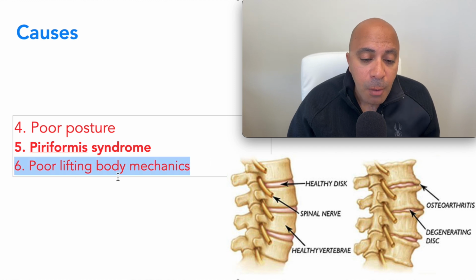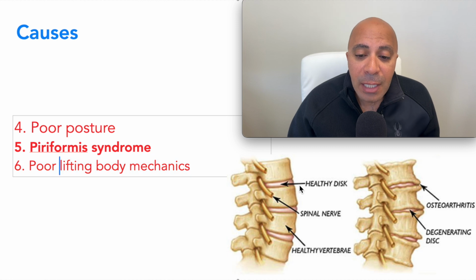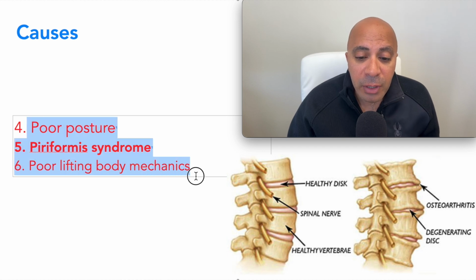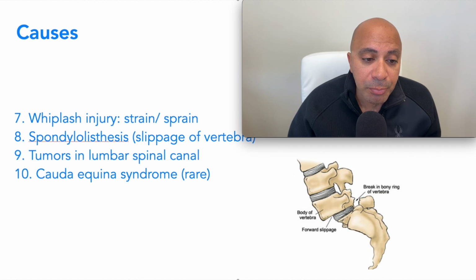Number 6, poor body mechanics with lifting. That's a very common one, especially when you lift and twist your back. That could cause damage to your back, and poor body mechanics could cause lumbar radiculopathy. So those three are extremely common and overlooked, and it's very important to address these.